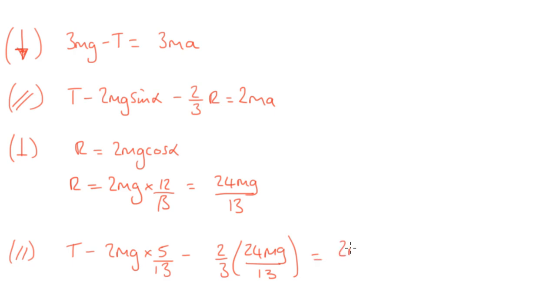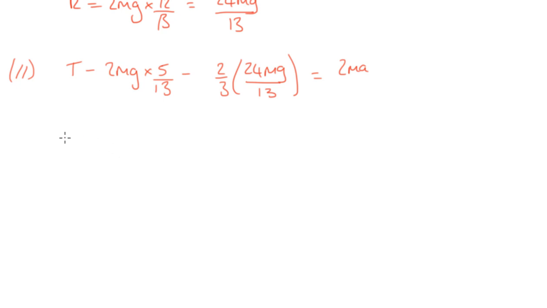is equal to 2ma. We can tidy loads of this up. We've got T minus 10mg over 13 minus, well, this will cancel down, we're going to have 8, so 16mg over 13, is equal to 2ma. And that's minus 26mg over 13, which is minus 2mg. That's helpful.